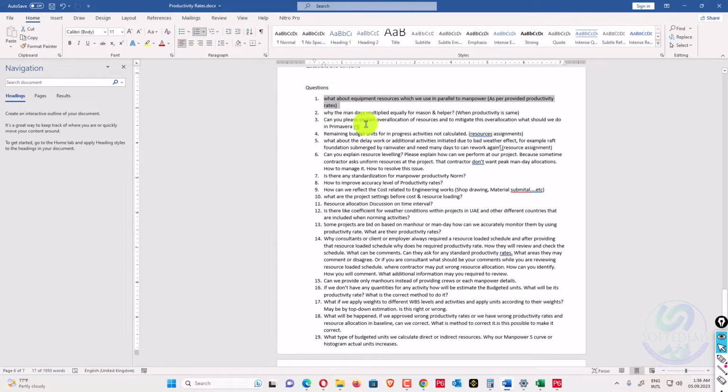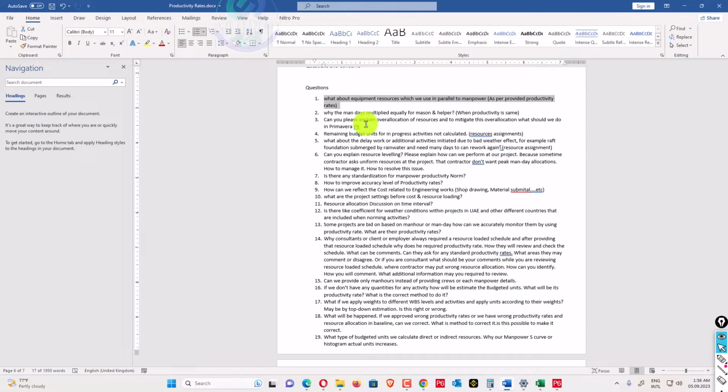Why are the man-days multiplied equally for mason and helper? In some places maybe the mason has not been given, or one mason and one helper have been given. Why is the productivity rate the same? Maybe it's not written, so you have to decide whether it should be 0.75 or 1. You have to decide your aggregate: how many masons you require to complete that work, and whether that mason requires one labor or two labor.